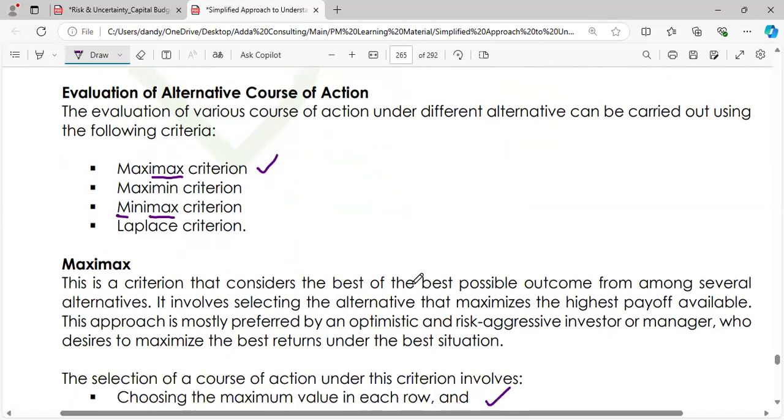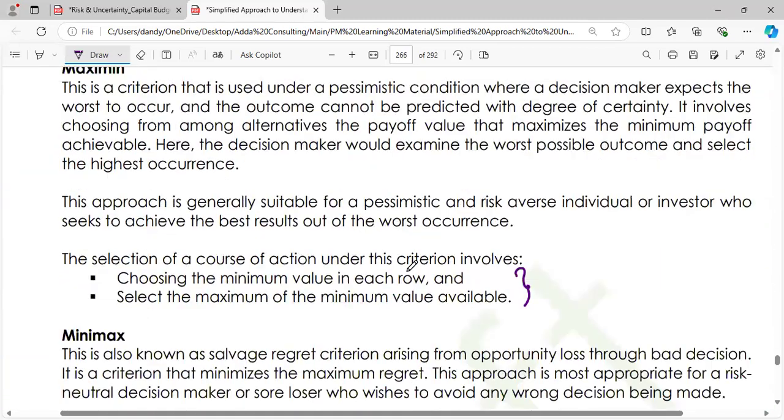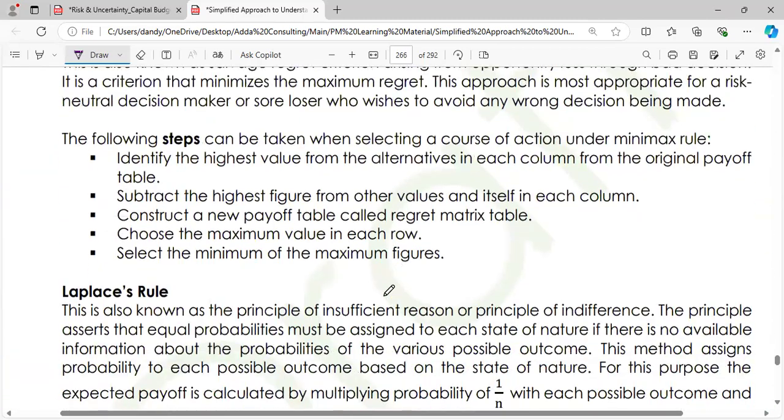That's what you need to do under minimax. But I have 5, I've converted it to 4 procedures.